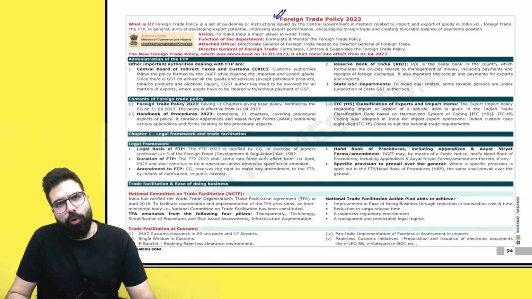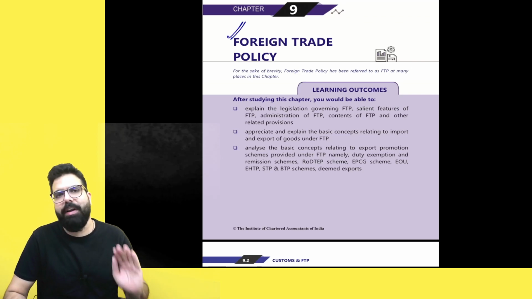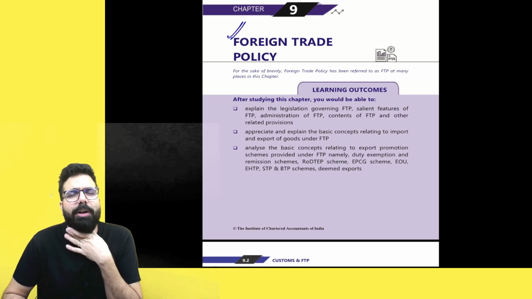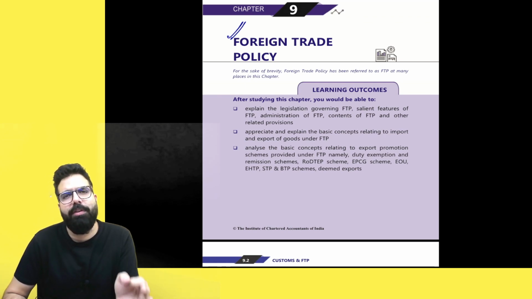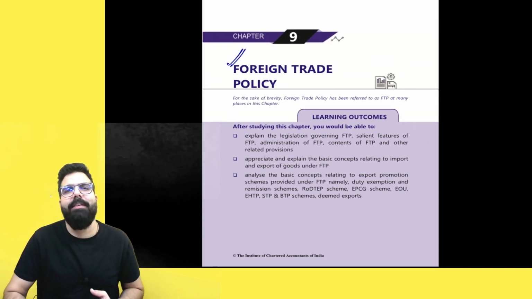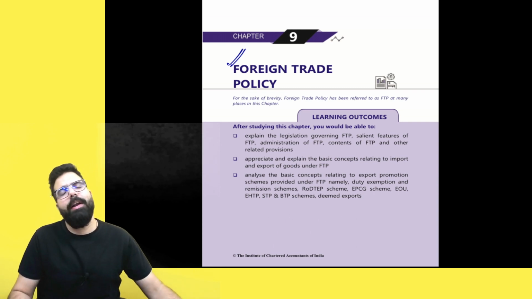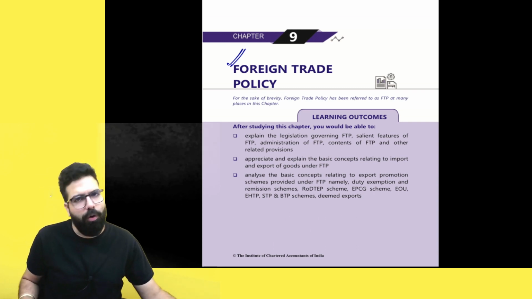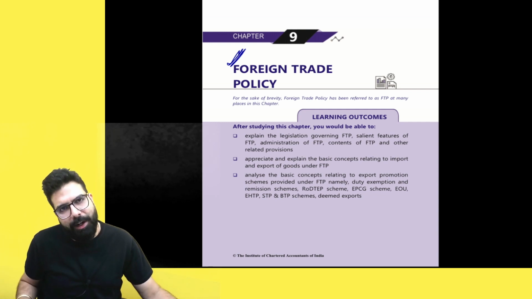Sir, where do I get the notes from? First of all, I have used the ICAI study material only, which the ICAI has given. Sir, but you have already given the foreign trade policy in your textbook. The foreign trade policy in the textbook which I have given is a little detailed, but the one released by the ICAI is a little summarized, not so much in detail. So we'll be referring to just the ICAI study material. Sir, where do I download this study material? You can download it from the ICAI website also.